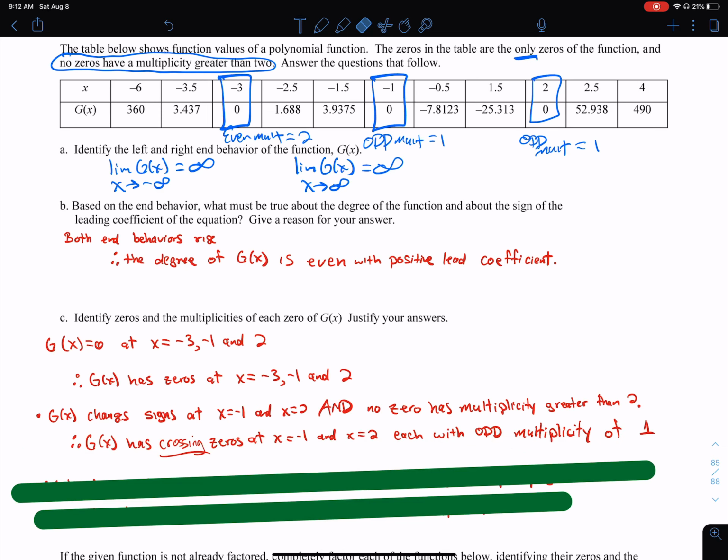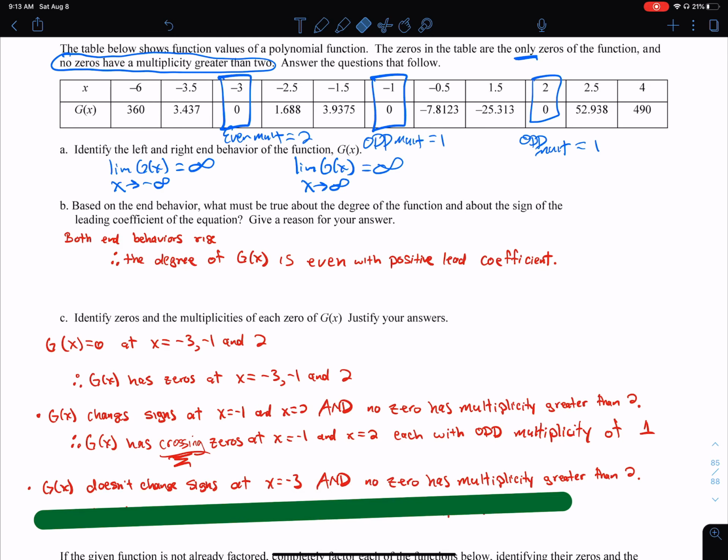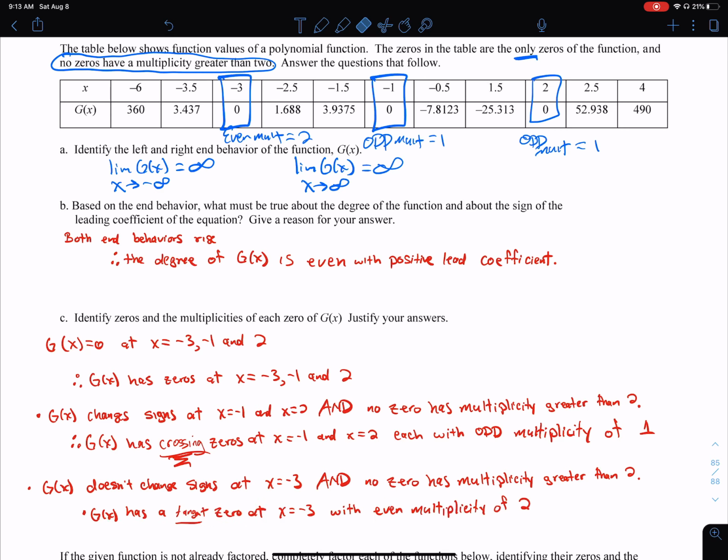Therefore, g of x has a crossing 0 at x equals -1 and x equals 2, with each having an odd multiplicity of 1. Once again, this word crossing is important. It needs to be included in your answer. G of x doesn't change signs at x equals -3, and no zero has a multiplicity greater than 2. Therefore, g of x has a tangent 0 at x equals -3 with an even multiplicity of 2.